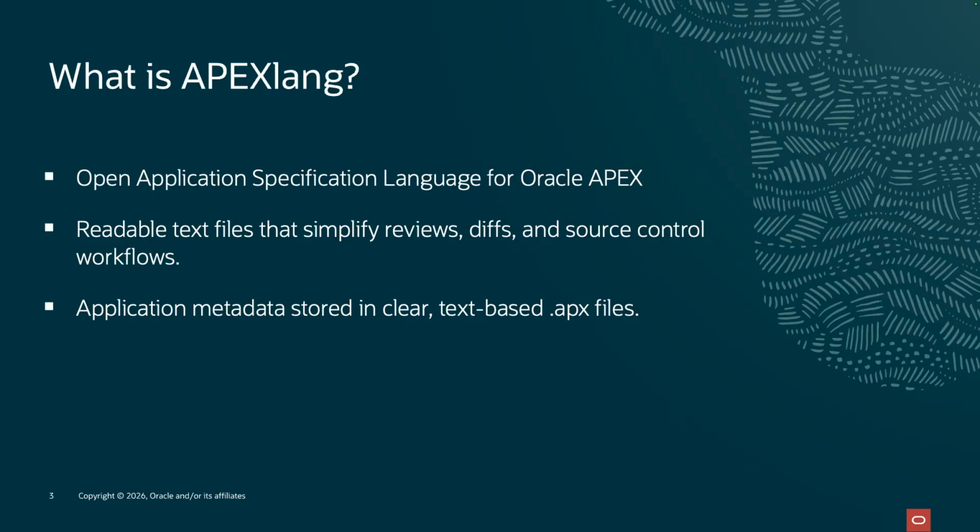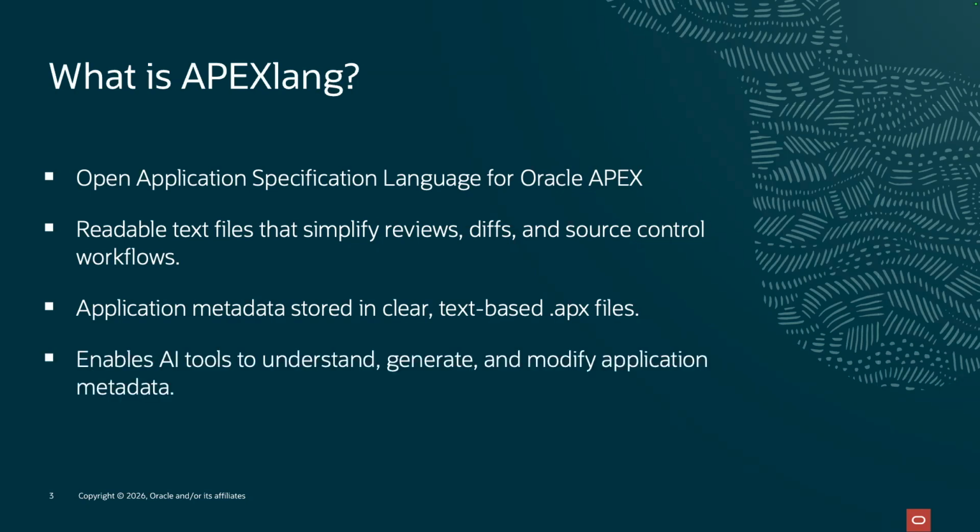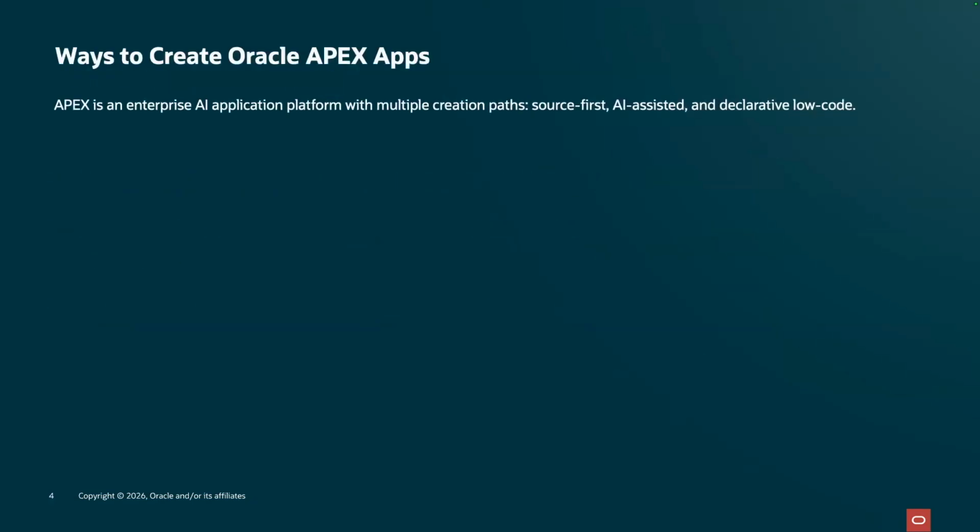And most importantly, since you can access these files outside your builder, you can use a wide range of AI coding agents, like Codex, Claude Code, and so on. There are multiple very popular coding agents available. You can use them to generate Apex Lang content. So this is about Apex Lang. Next, let's move on to the next slide.